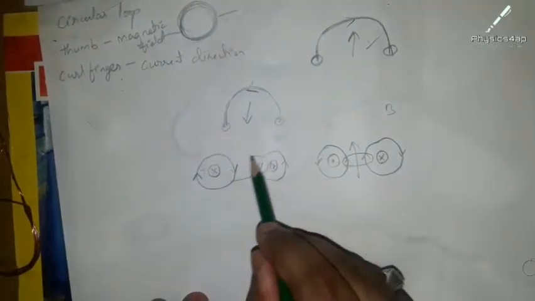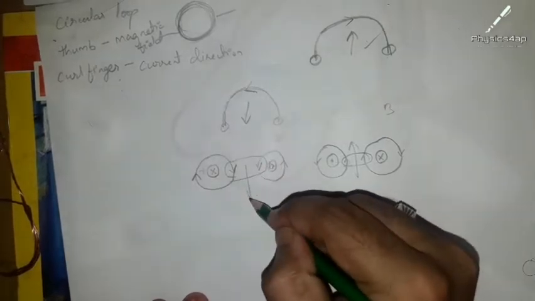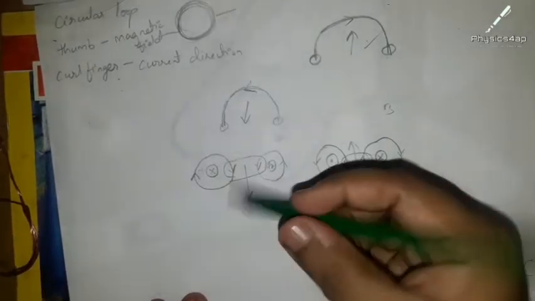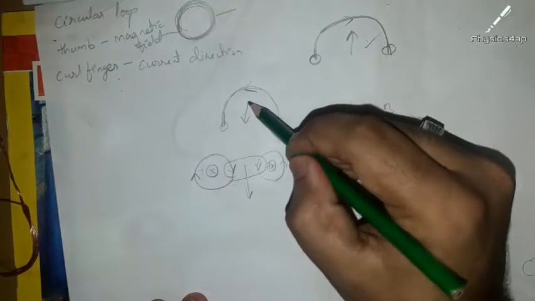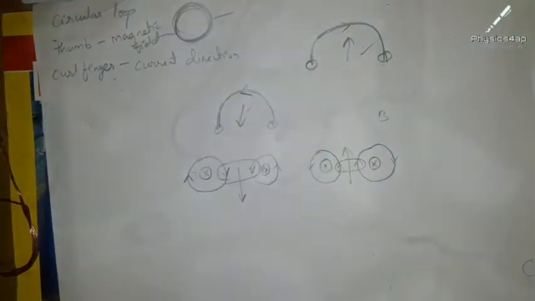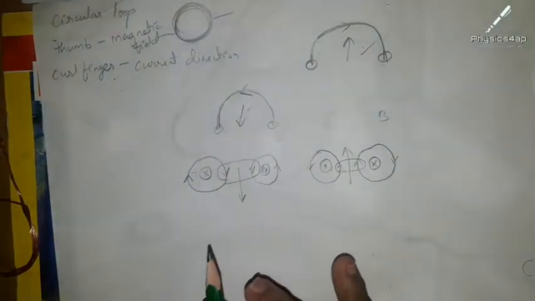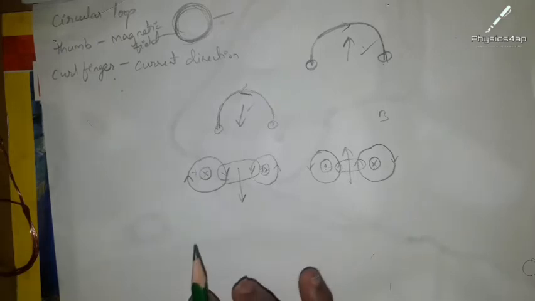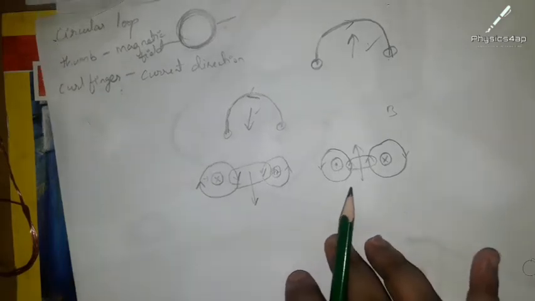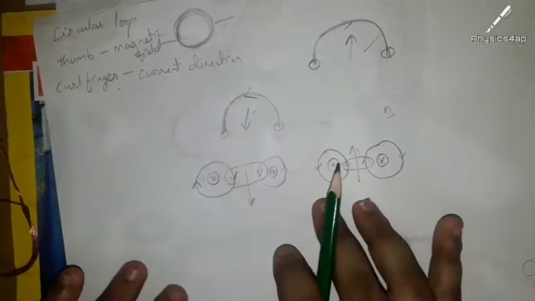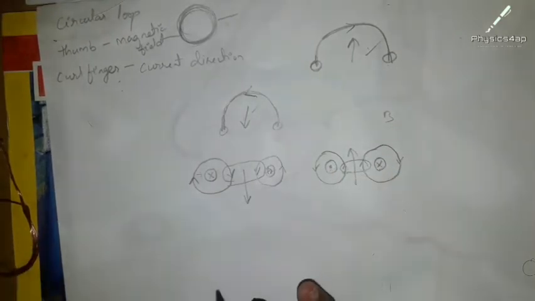Now the resultant of these two directions will be downward, towards my side, which is represented by this one. So in a circular loop, you don't get confused over here. We have so many activities that will be shown in the next video. In the next video, you will be having so many activities.